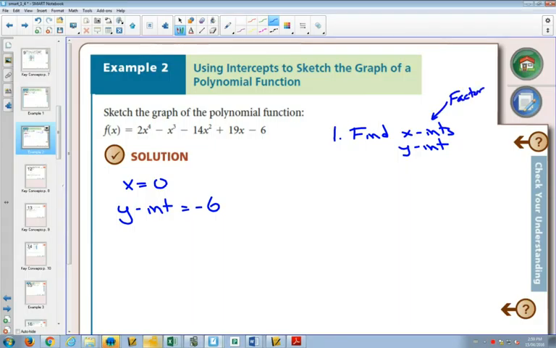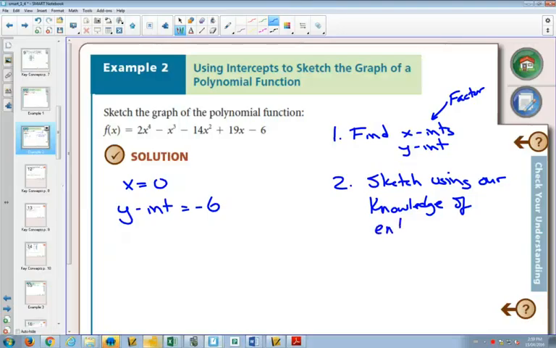But for your x-intercepts, you're going to have to factor. So what we're going to try to do in both of these examples is factor, and then the second thing we have to do, once we have all of our intercepts, we're going to be able to sketch it using our knowledge of end behavior.